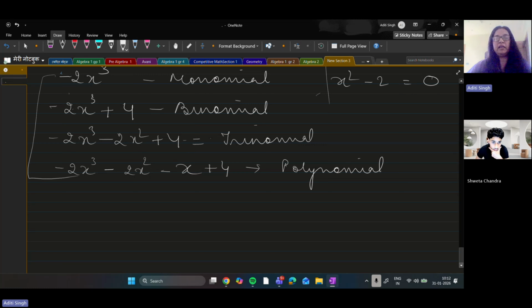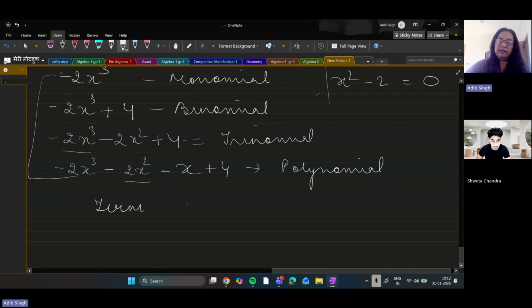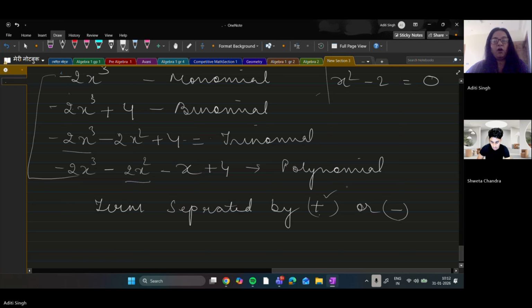All are polynomial. According to the polynomial definition, a term, this is a term. You have understood what is a term? A term separated by plus or minus, not multiplication. That we will learn why we are doing it, only plus and minus. So terms separated by plus or minus is called polynomial. Am I clear? Yes. So this is called polynomial.